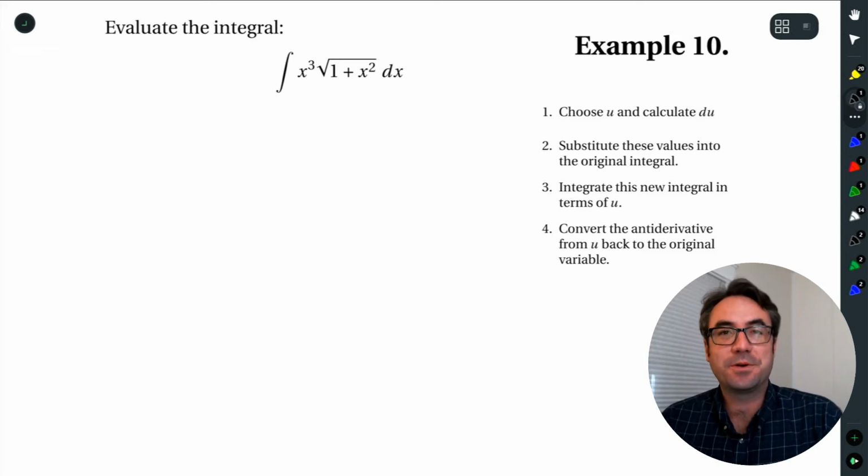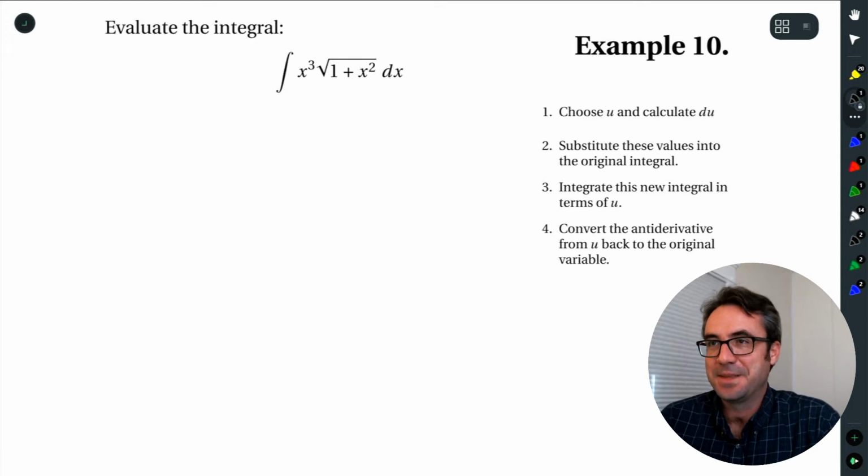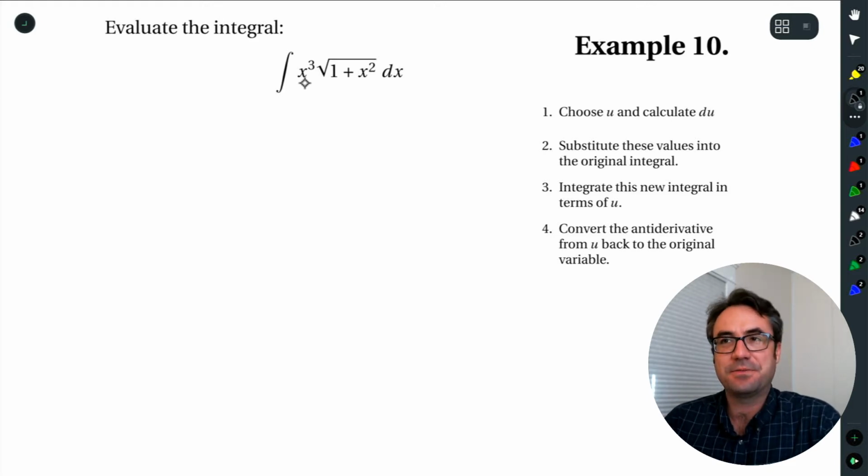We're going to try one more substitution rule problem for indefinite integrals. And this one is going to show almost a worst case scenario, where you don't have a lot of things matching up too nicely. We'll see what we mean in a few minutes here. So let's integrate the function x cubed times square root of 1 plus x squared.